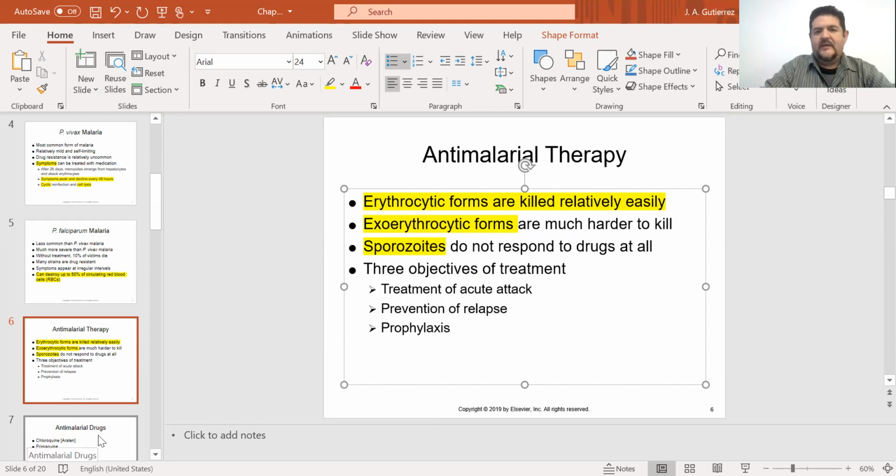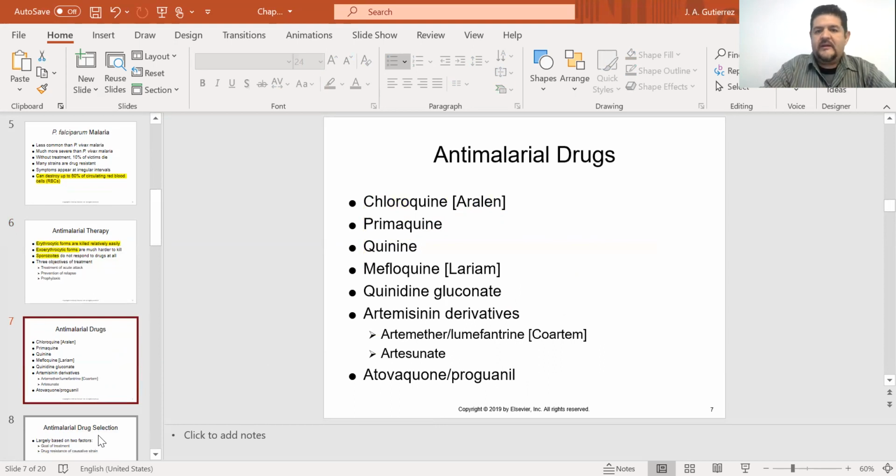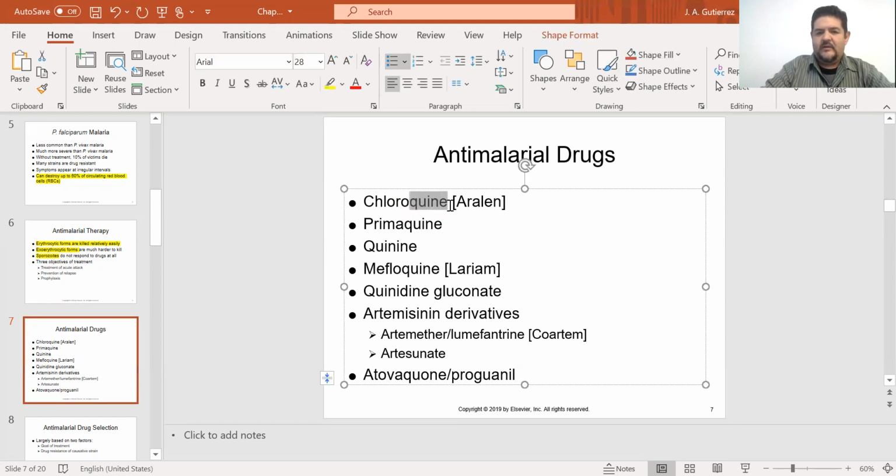and I don't want them to produce any symptoms in the patient. So regarding the drugs that we're going to be talking about, we have chloroquine, primaquine, quinine, mefloquine, quinidine, artemisinin derivatives, atovaquone, and proguanil. So you notice most of them have quin or sound like quin in their name.